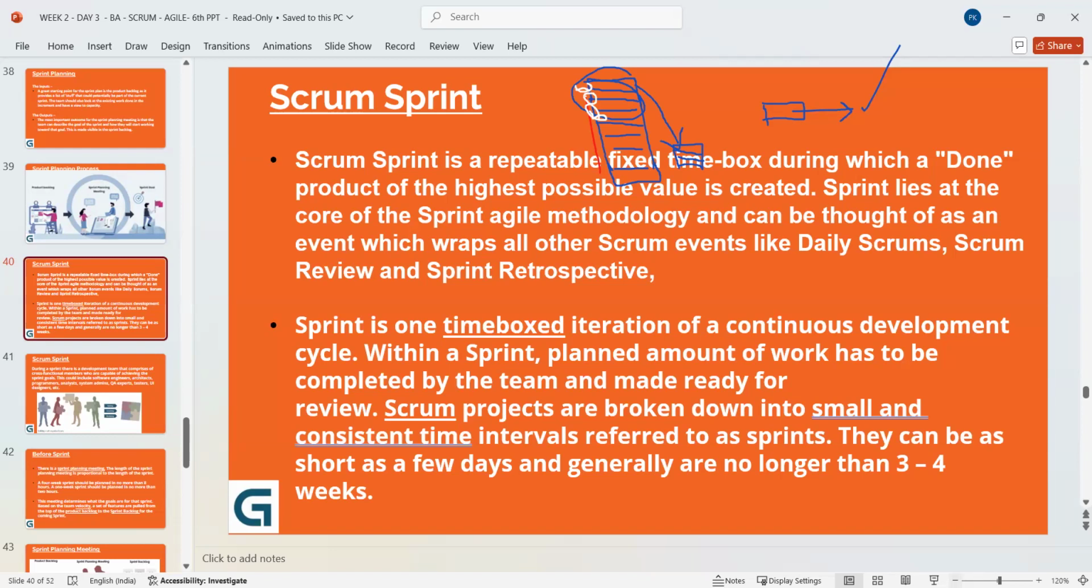Thank you so much, Ujjwala, for reading it out. So what are we saying here? We are trying to understand or define what a sprint is in Scrum. As we discussed earlier in the beginning of the session, a sprint is basically a time duration.